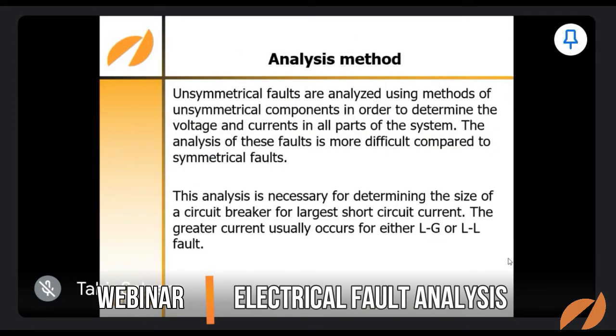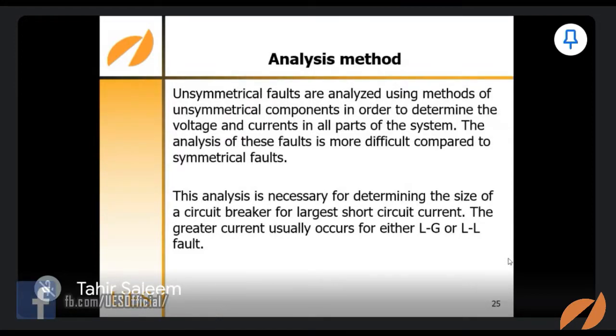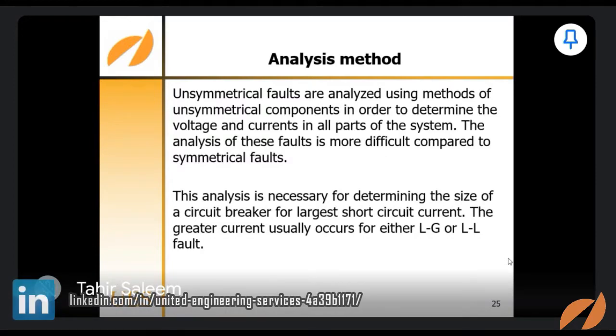Unsymmetrical faults are analyzed using the method of symmetrical components in order to determine the voltages and currents in all parts of the system. The analysis of these faults is more difficult compared to symmetrical faults. This analysis is necessary for determining the size of the circuit breaker. For the largest short circuit current, the greater current usually occurs for either line to ground or line to line faults.